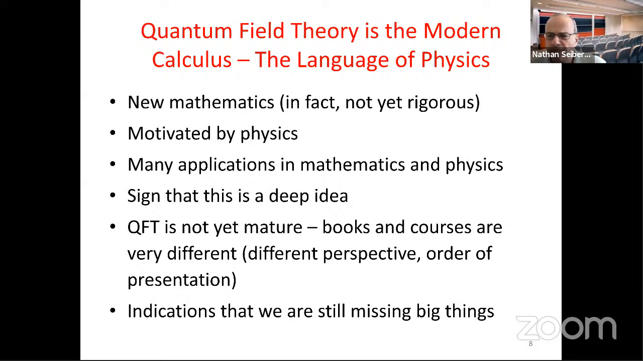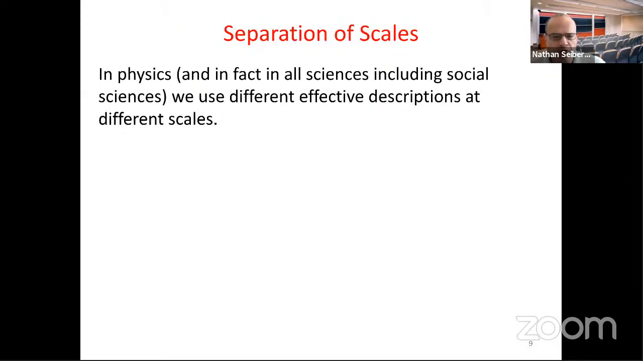Now, let me tell you a little bit more about quantum field theory, to put it in context. Let me say a few things about some important aspects of it, which will be important later in the talk. One interesting aspect of quantum field theory is the appearance of separation of scales. In fact, this is common in physics, and not only in quantum field theory. And it's even an important concept in all of science, including the social sciences, where we have different effective descriptions at different length scales.